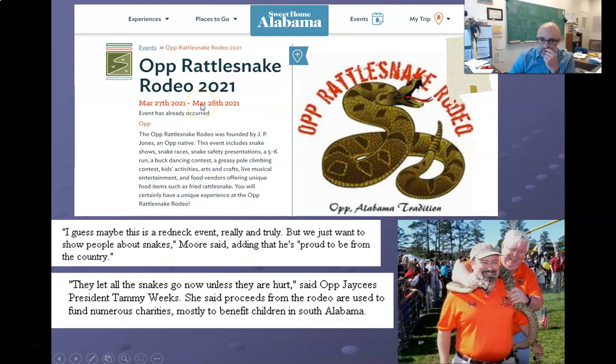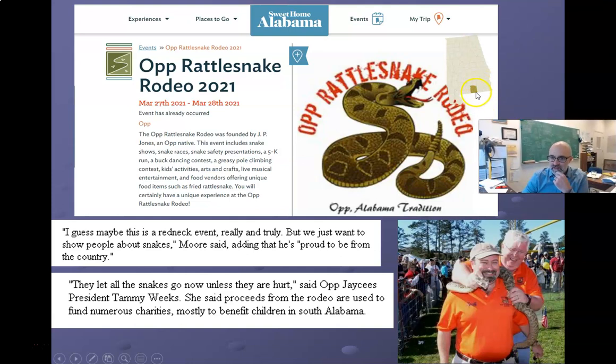Still, though, Alabama, which is down here in southern Alabama, still has this roundup each year. They have a beauty contest and a greasy pole climbing contest, buck dancing. It is a culture in these deep south areas. I don't want to be patronizing to these people that have been doing this for a long time. It's just sad that a lot of rattlesnakes die from this event. The one comment here is that they let all the snakes go unless they are hurt.